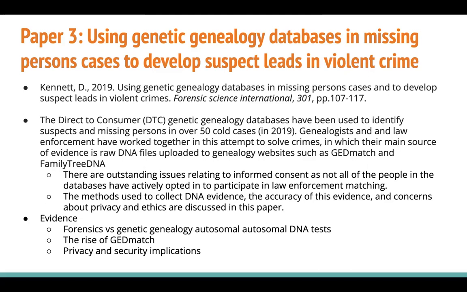But there are some outstanding issues, as we were talking about before, relating to informed consent, as well as not all of the people in the databases having actively opted in to participate in law enforcement matching. So in this paper, the methods used to collect DNA evidence, the accuracy of this evidence, concerns about privacy, and ethics are discussed. Some of the evidence that comes up is forensics versus genetic genealogy autosomal DNA tests, the rise of GEDmatch, and privacy and security implications of this testing.